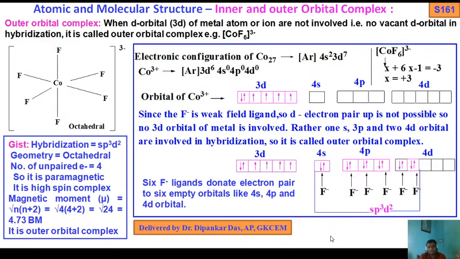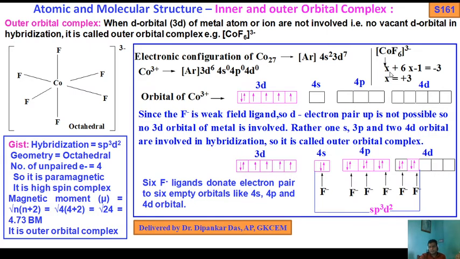Next, move on. Outer orbital complex. Outer orbital complex means when the inner 3d orbitals are not involved in the hybridization. So when the 3d orbitals of the metal atom or ion are not involved, that is, no vacant d orbital in hybridization, it is called an outer orbital complex. As for example, hexafluorocobaltate 3 minus. So CoF6 3 minus shows the outer orbital complex. How?